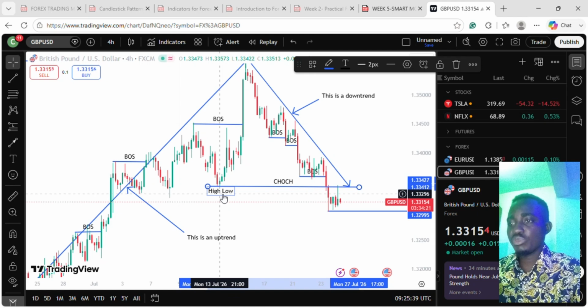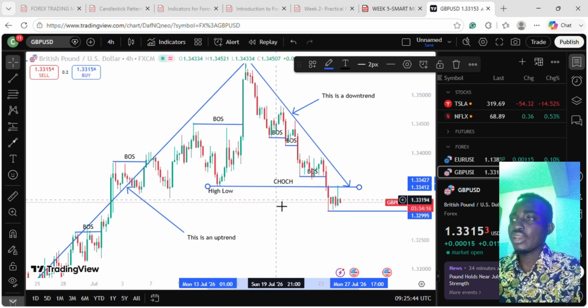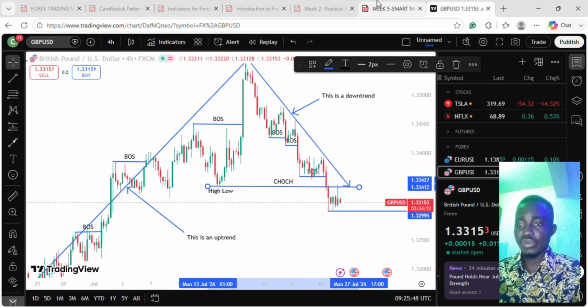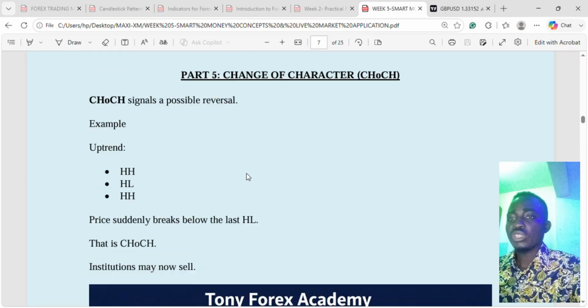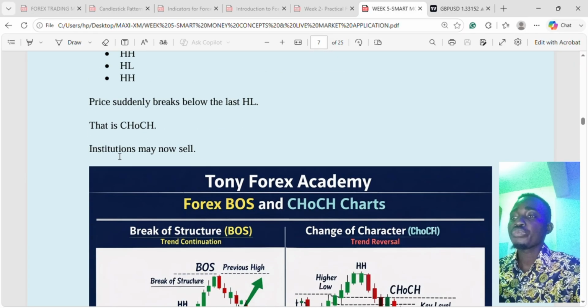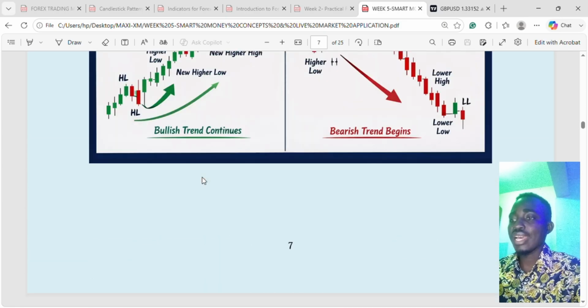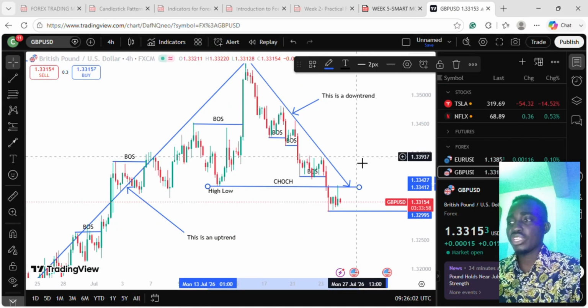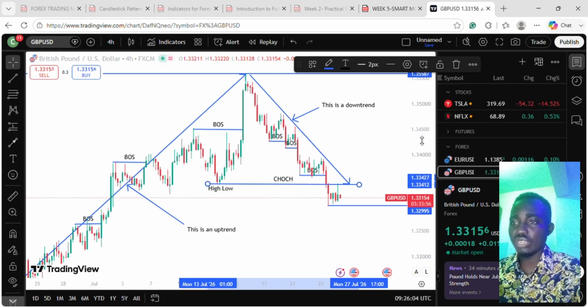Because this is our last high low, and it has been broken here, this is a confirmation that a change of character has occurred. So it means institutions may now sell, and that's how we use this type of analysis using the smart money concept.